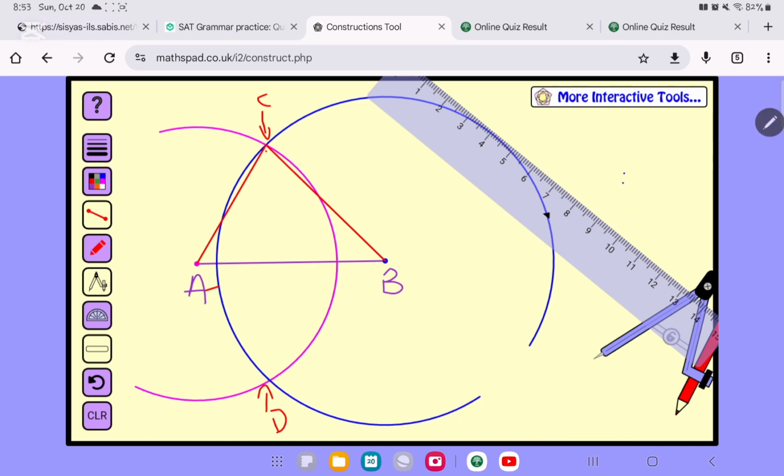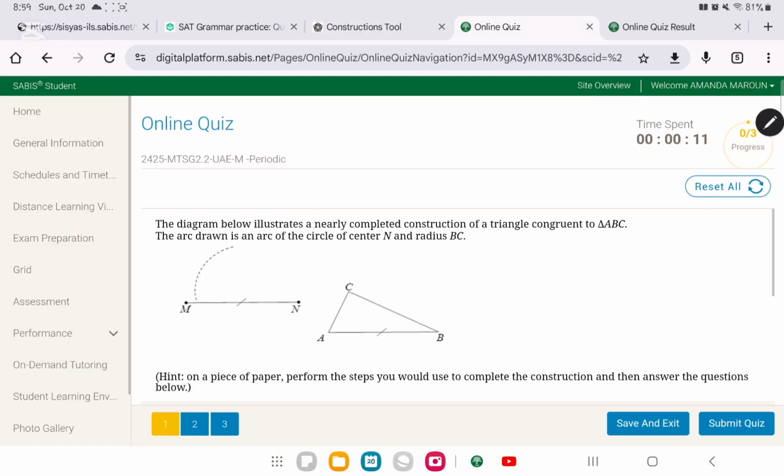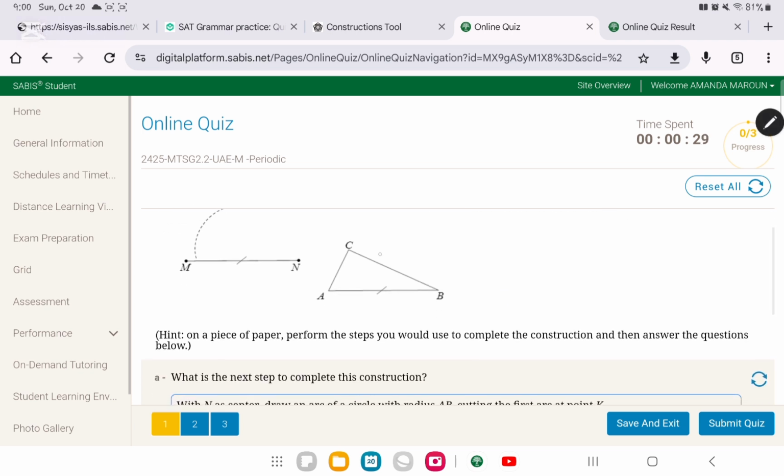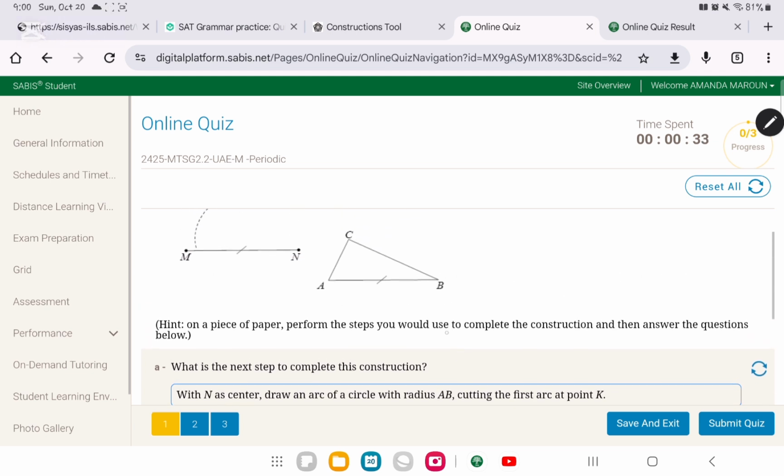I believe these are probably some of the most important ones that will come in the exam. So now I will open the quiz and do it with you guys. Okay, so this is the quiz. The diagram below illustrates a nearly completed construction of a triangle congruent to triangle ABC. The arc drawn is an arc of the circle of center N and radius BC. What is the next step to complete this construction?